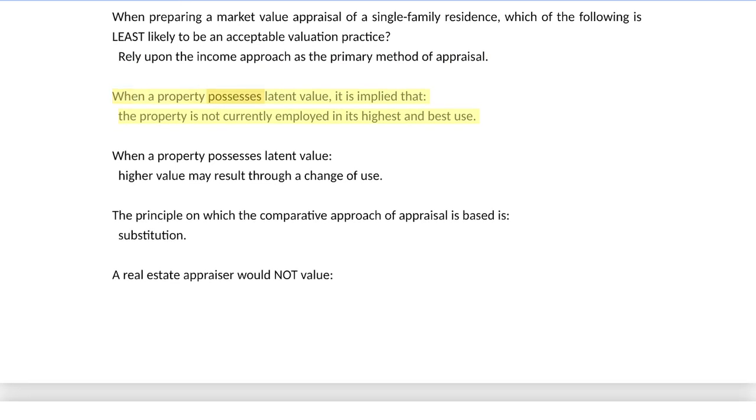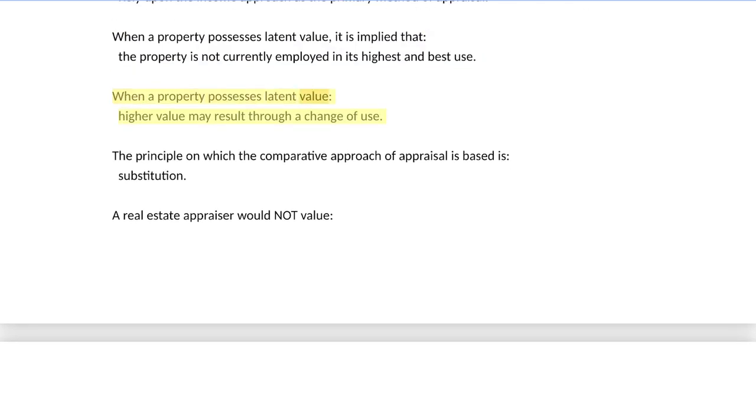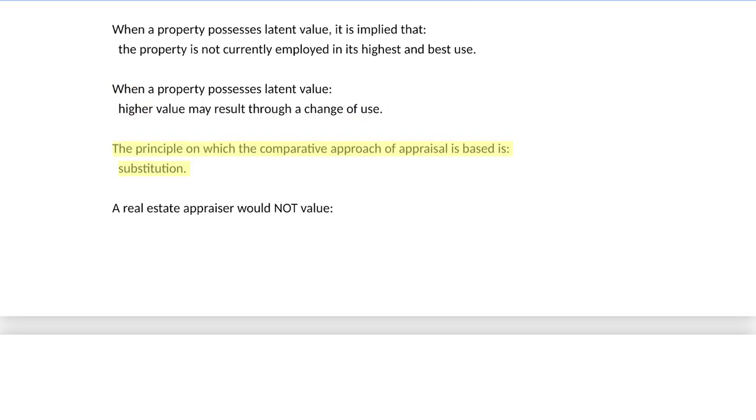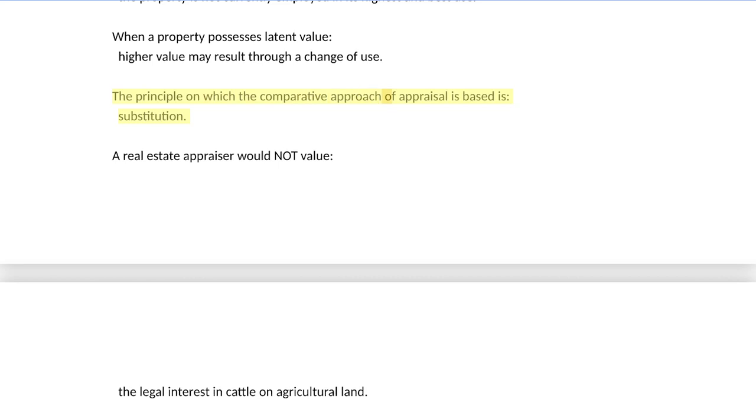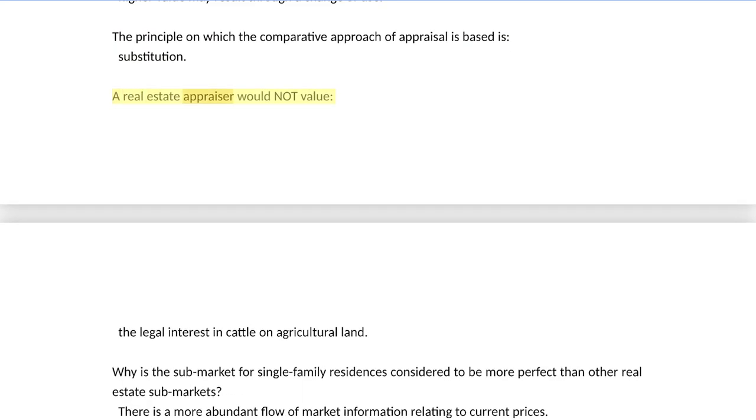When a property possesses latent value, it is implied that the property is not currently employed in its highest and best use. When a property possesses latent value, higher value may result through a change of use. The principle on which the comparative approach of appraisal is based is substitution. A real estate appraiser would not value the legal interest in cattle on agricultural land.